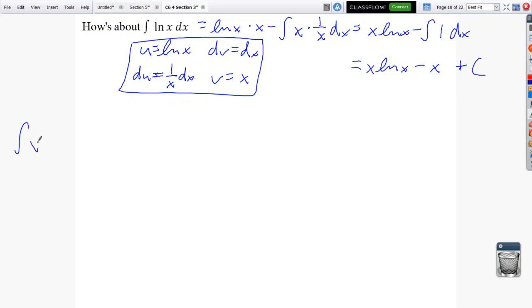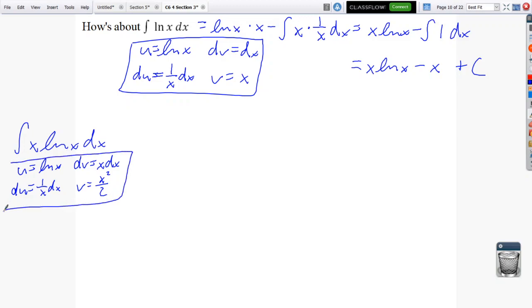Same kind of problem as x ln x dx. That's another common one that you would see, where your u again is ln x. Your dv, in this case, would be x dx. My du would be 1 over x dx. My v, the antiderivative of x, is x squared over 2. These are my favorite kind of integration by parts problems.